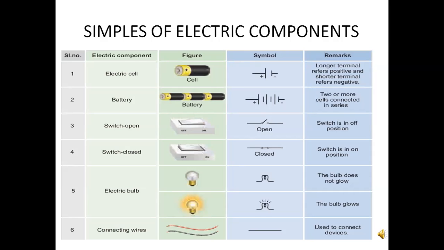Electric cell means the longer terminal refers to positive and the shorter terminal refers to negative. Battery means two or more cells connected in series. Switch open, the switch is in off position. Switch closed means the switch is in on position. And electric bulb, the first symbol, the bulb does not glow, and the second symbol is the bulb will glow. And connecting wires are used to connect devices.